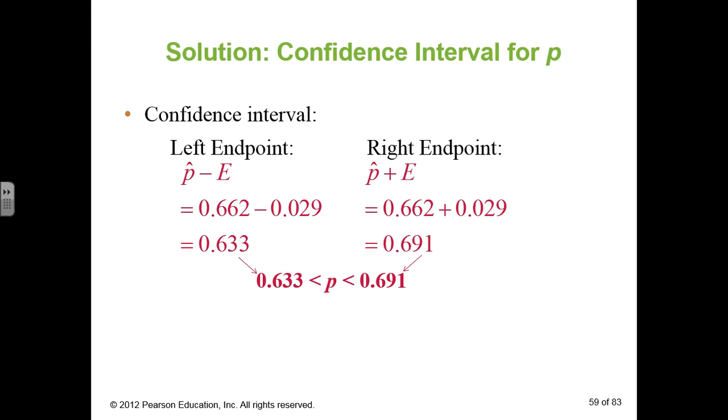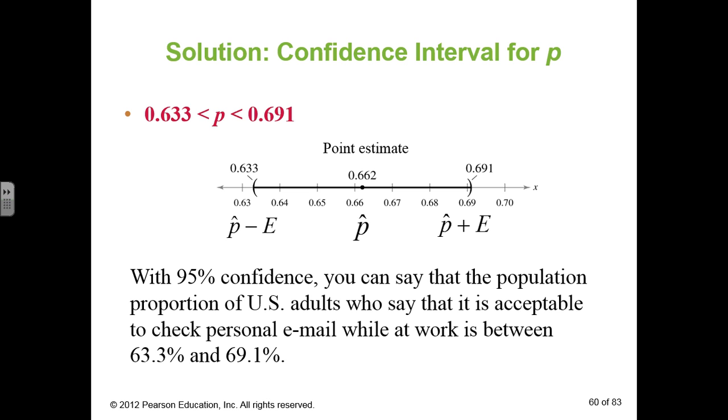And so we know that the population proportion of all U.S. adults who think it's acceptable to check their personal emails while at work is somewhere between 0.633 and 0.691. So we are 95% confident that the population proportion of all U.S. adults who say that it's acceptable to check personal emails while at work is somewhere between 63.3% and 69.1%.